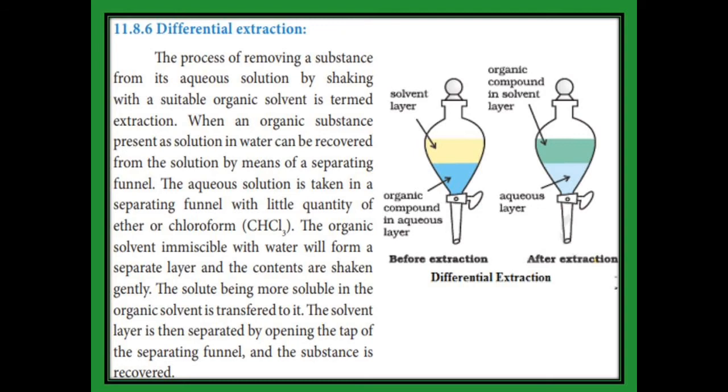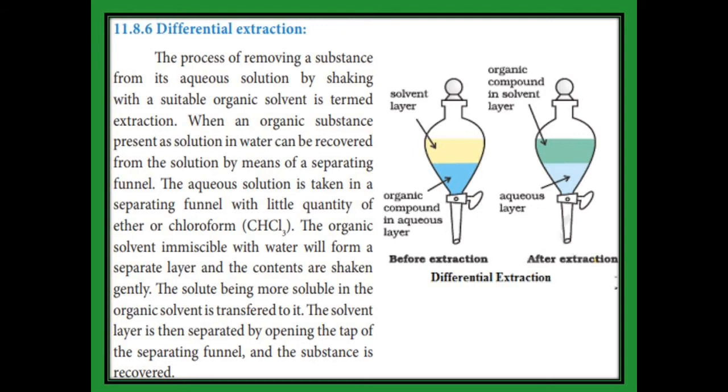So we have to add another organic solvent to dissolve the organic compound. So there are two layers: one is the aqueous layer, and the other is the solvent layer containing only solvent. What solvent? Organic solvent. See the diagram here: the apparatus we are taking is called a separating funnel. In that funnel, the yellow layer is the solvent layer and the blue layer is the aqueous layer. The aqueous layer contains the organic compound, but the organic compound does not dissolve in the aqueous layer.